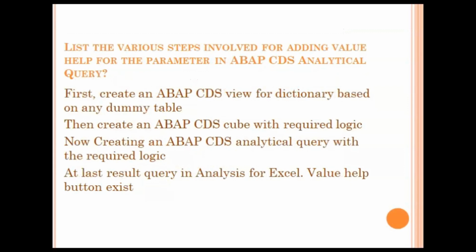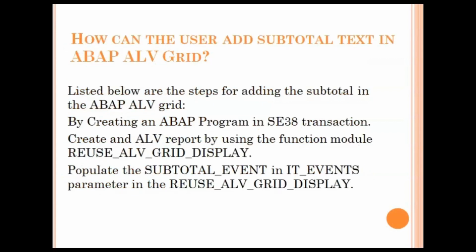List the various steps involved for adding value help for the parameter in an ABAP CDS analytical query. Answer: first, create an ABAP CDS view for dictionary based on any dummy table. Then create an ABAP CDS cube with the required logic. Now, create an ABAP CDS analytical query with the required logic. At last, in the resulting query in Analysis for Excel, the value help button exists.